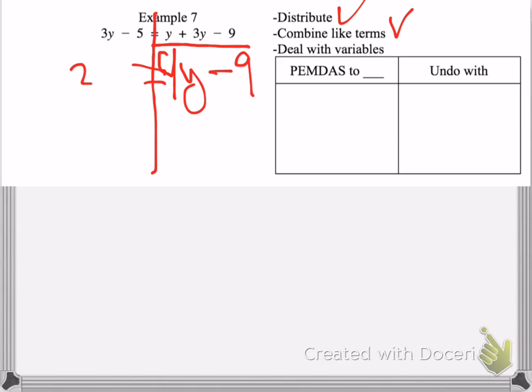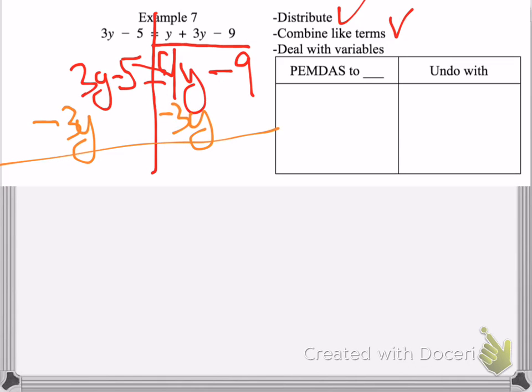So I combine like terms. I'm going to keep my left side though. Then we're going to deal with those variables. So I got 3y and 4y. I'm going to subtract 3y from the left and 3y from the right. So 3y minus 3y is 0y. We have negative 5 equals 4y minus 3y is just 1y. And we've got minus 9. Oh, so y minus 9, sorry. 4y minus 3y is 1y, or just y. And so we've got y minus 9.